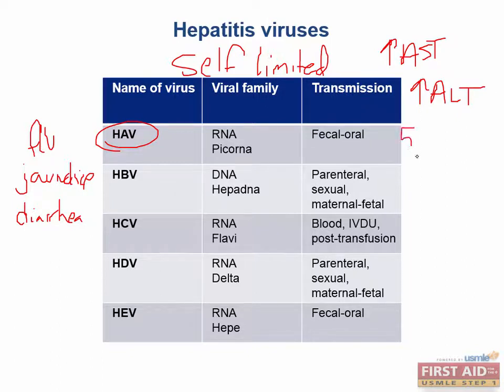Between 5 and 40. So in acute hepatitis A infection, you see AST and ALT levels significantly above normal reference values. There is a hepatitis A vaccine, and it is recommended for children, patients with chronic liver disease, and travelers to high-risk countries.